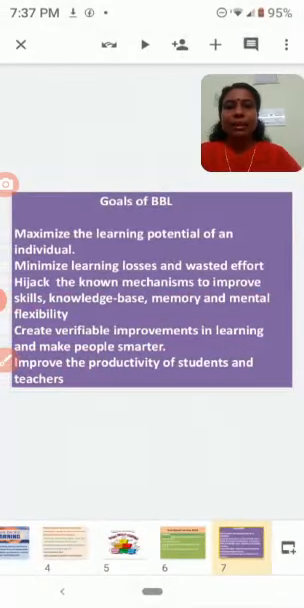Goals of brain-based learning. Maximize the learning potential of an individual. Minimize learning losses and wasted effort. Hijack the known mechanisms to improve skills, knowledge base, memory, and mental flexibility. Create verifiable improvements in learning and make people smarter. Improve the productivity of students and teachers.